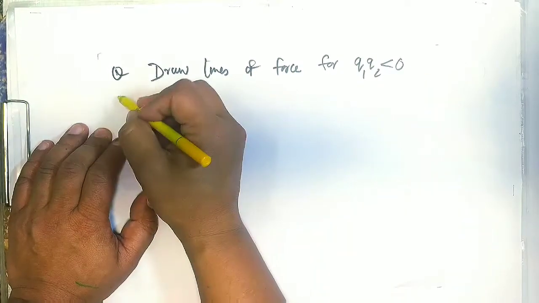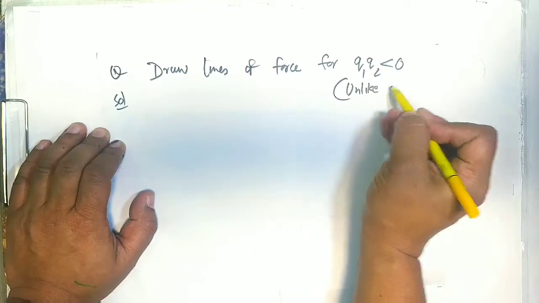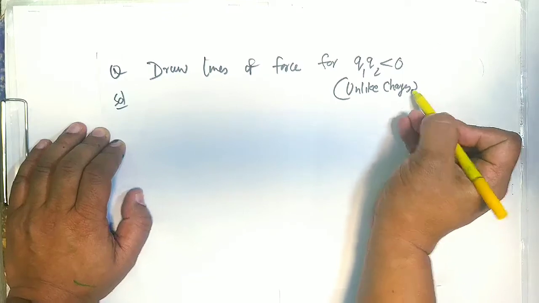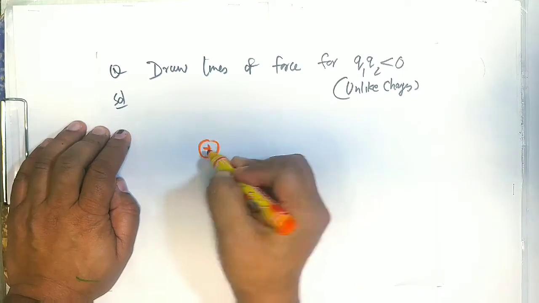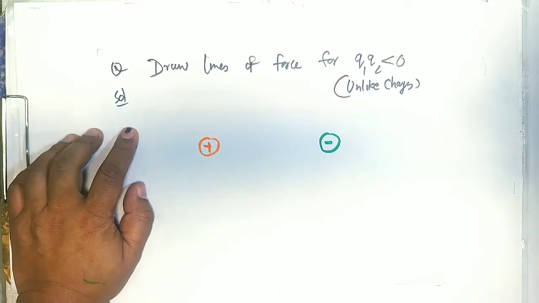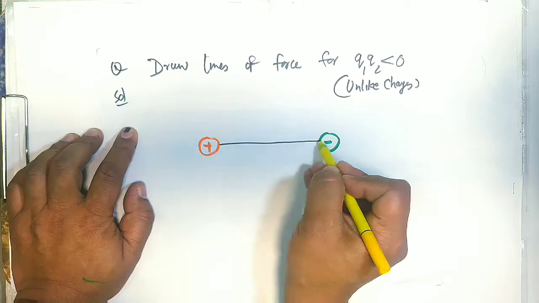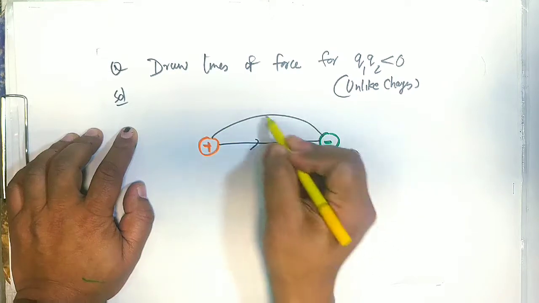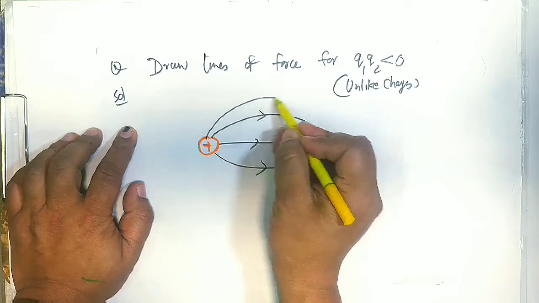Now that means unlike charges. Here we say that these are the unlike charges. One is positive and the other is negative. So one is say positive and the other is what? Negative. So these are the two charges. Now what happens? They will attract. The lines will move from here to here. So this is the way the lines move out.